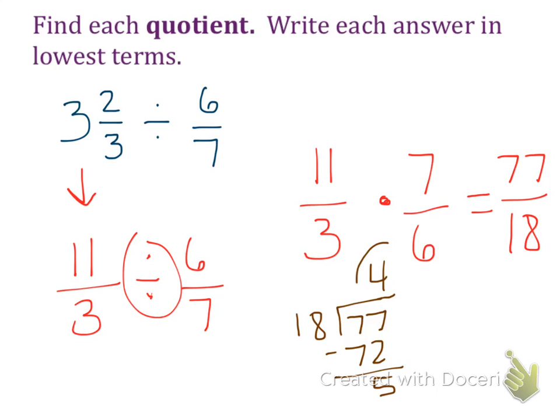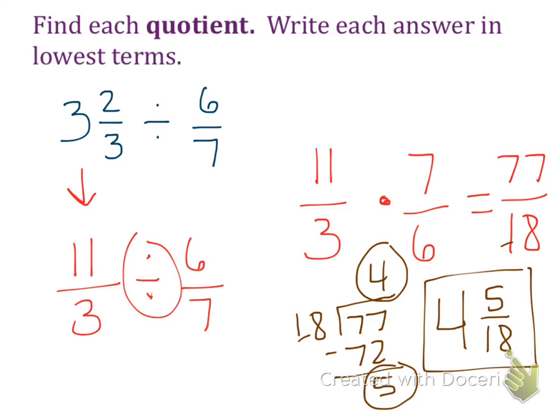So my final answer is 4 is my whole number, and my remainder is 5, so I know that's the numerator, and I still have the same denominator of 18 here. And I look and it's simplified, so there's my final answer. So those are the 5 example problems.